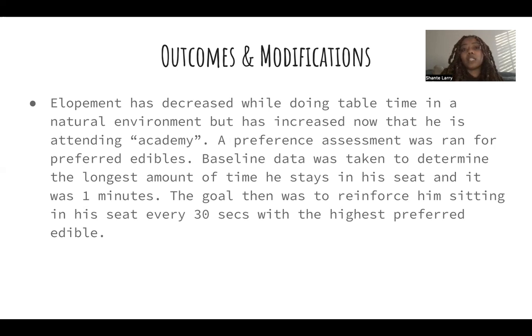Right now we are in the second week of gathering data on it, and his elopement is still pretty high. So we're going to reassess in about 2 weeks to see if we need to change some things. But that's all I have so far.